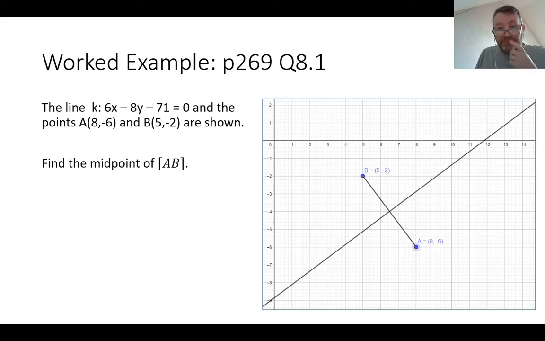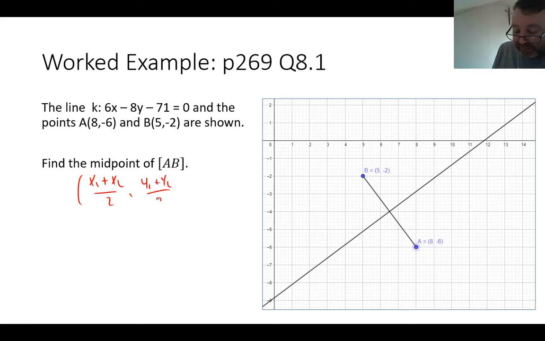Okay, find the midpoint of the line segment AB. So I want to work out where the midpoint is. Now again, write down the midpoint formula. You add the x's together and divide by 2. Then you add the y's together and divide by 2. So again, the same thing.